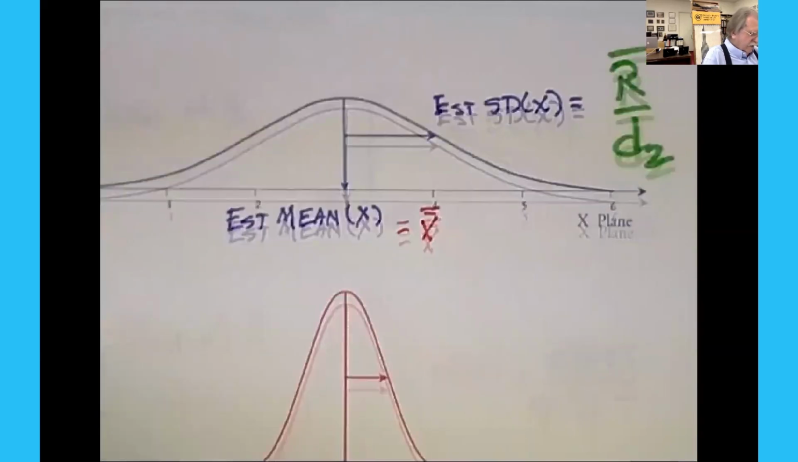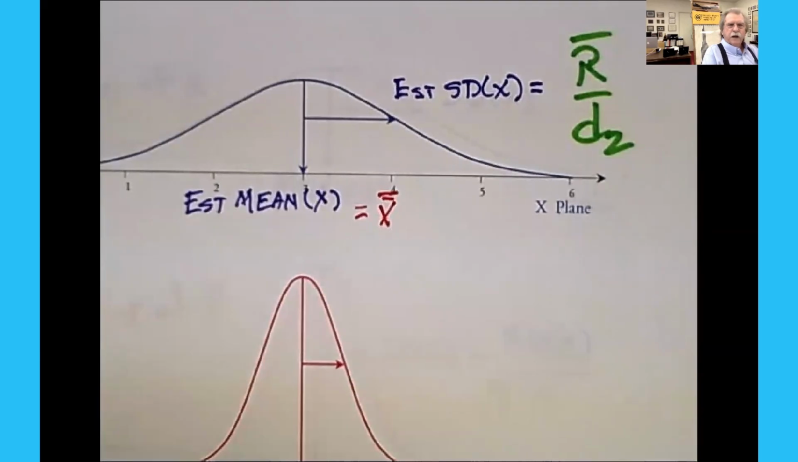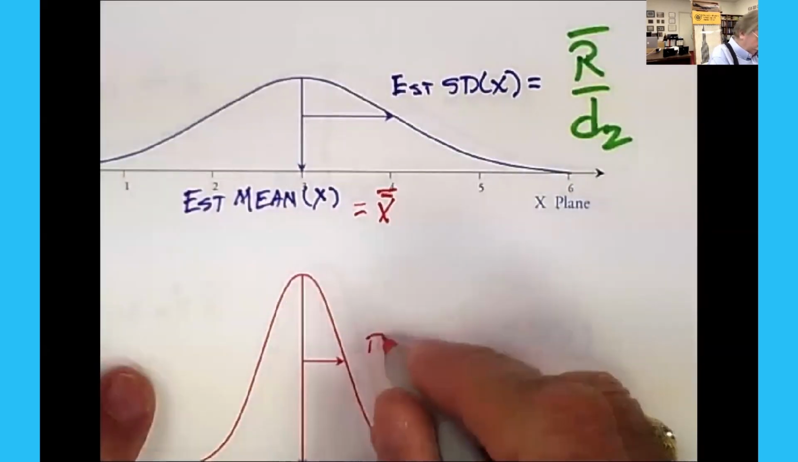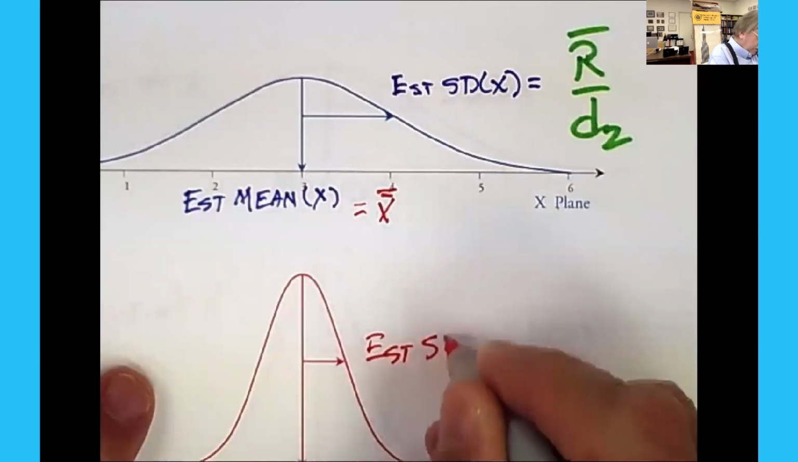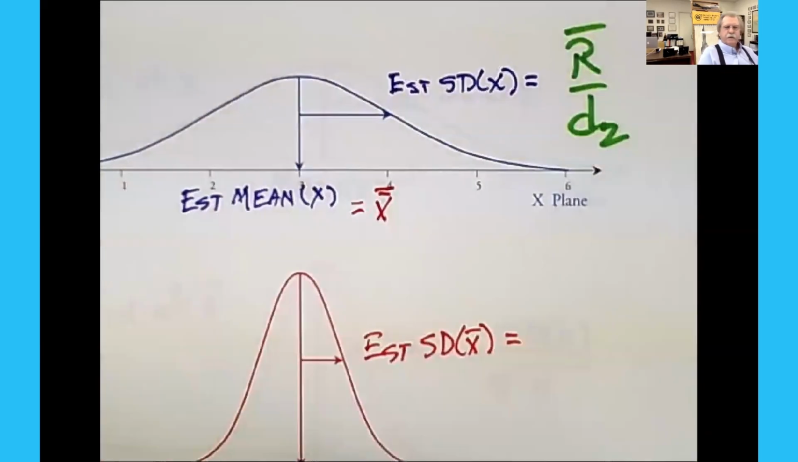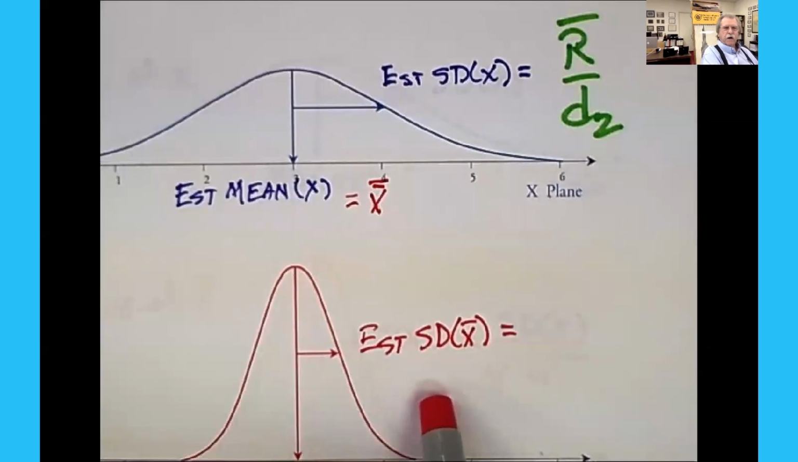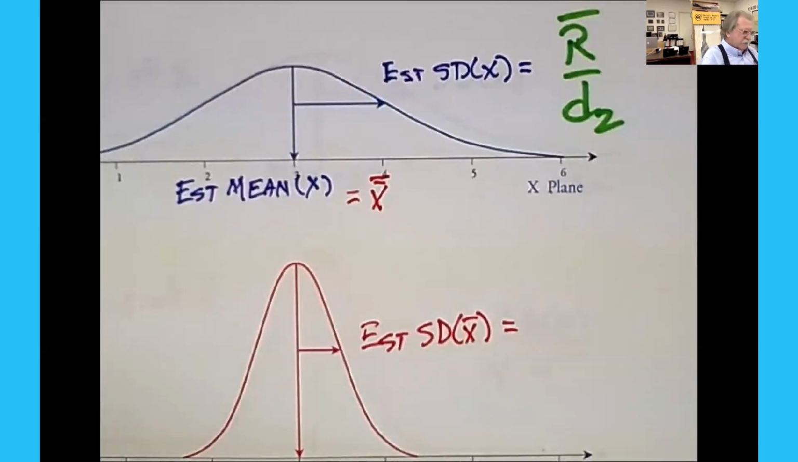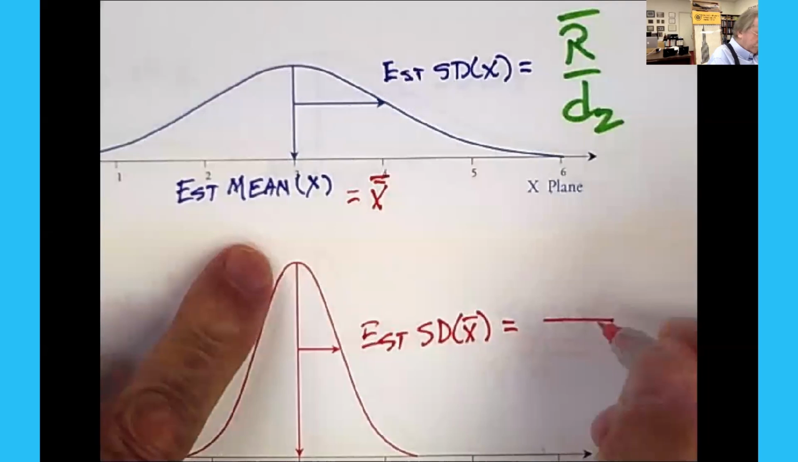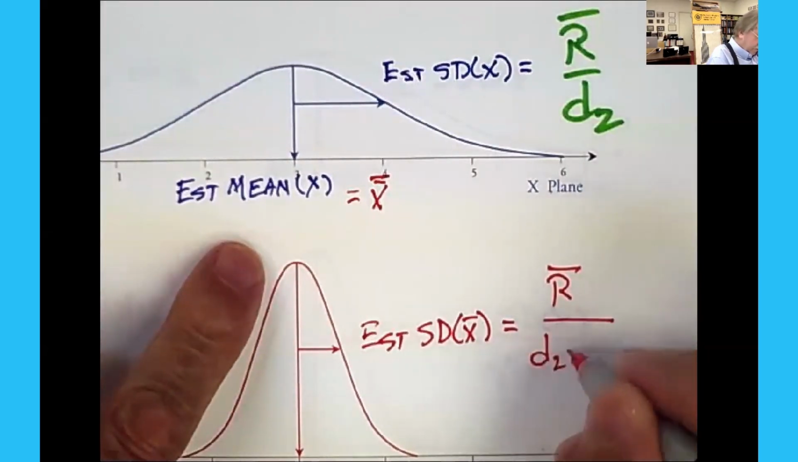Now that we have that, let's work our way down the page. We want to estimate the standard deviation for the distribution of X bar. So given the relationships you see on the previous page between the standard deviation for X and the standard deviation for X bar, what do we use? R bar over D2 divided by root n.